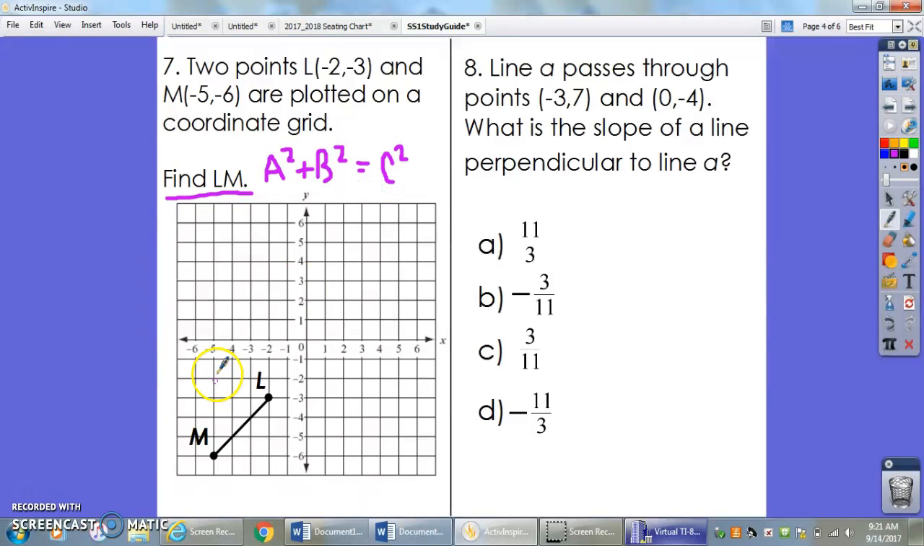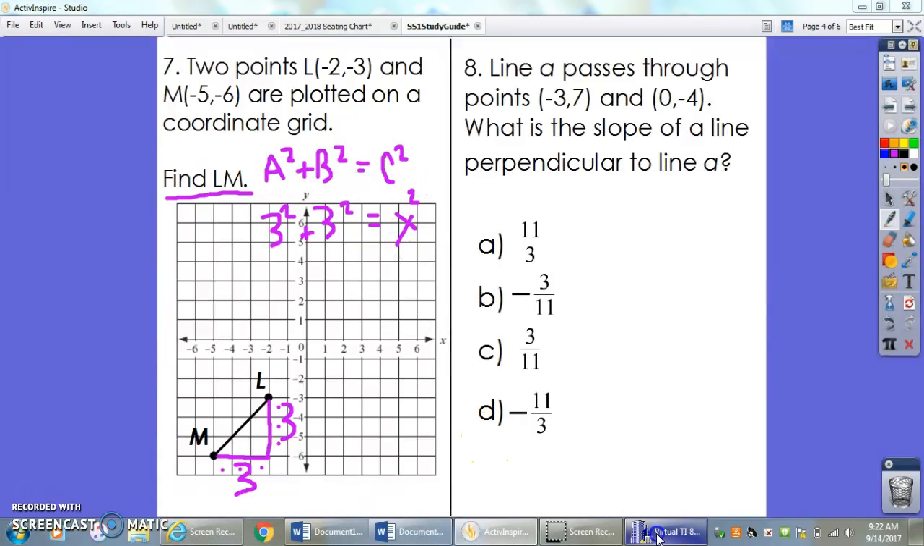Okay. All right, so that means I need to draw a triangle. So I'm going to draw a straight line over, and then a straight line up. Now you can draw it this way too. You can draw a straight line up and over. Same difference. All right, so I'm going to go ahead and count 1, 2, 3. I count 1, 2, 3. So I'm going to write 3 squared plus 3 squared equals x squared.